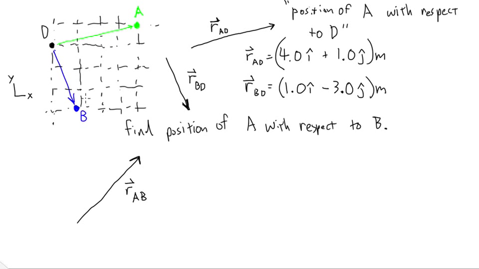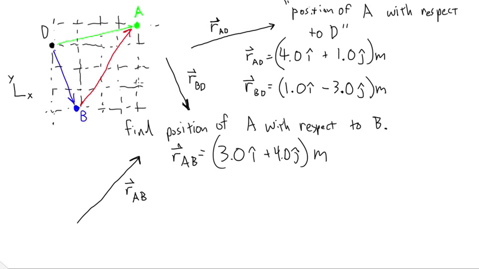So you could, of course, just fill in and say, well, obviously Alice is going to be 3 meters over and 4 meters up from Bobby. And so what I'm going to do here is write in that r_AB, this is Alice's position with respect to Bobby, is 3.0 i hat plus 4.0 j hat meters. Okay, so all well and good.